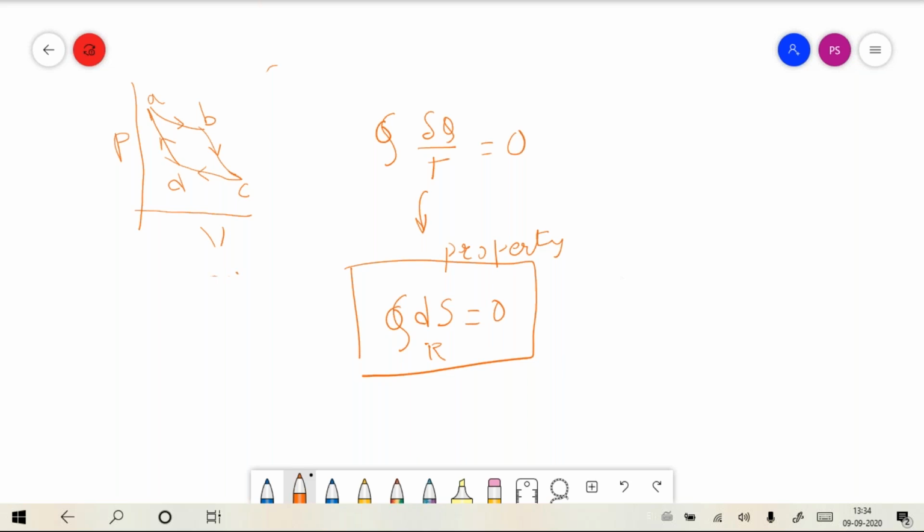I hope that this is clear. So this is how logically we arrive at the definition of entropy. If you take any thermodynamic cycle, you are getting back to the initial state, and the total summation of changes in the properties will always be 0.